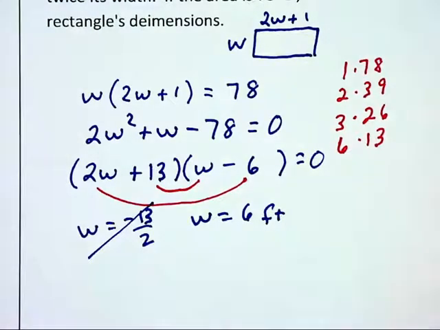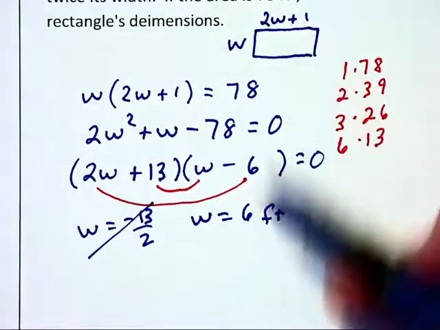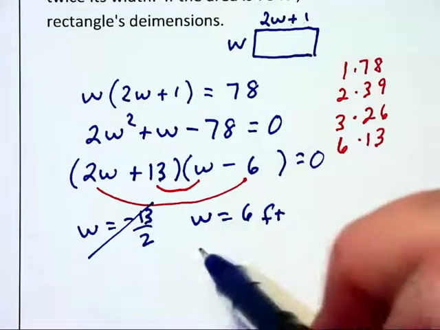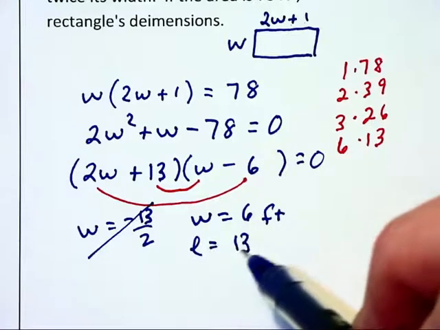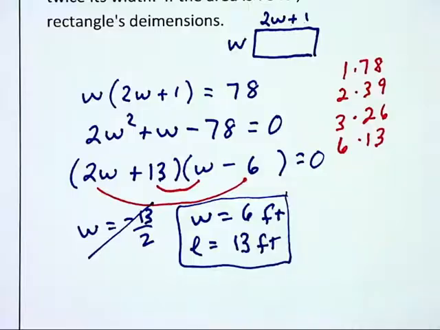Now find the dimensions. The length will be 2W plus 1. So take the 6, double it to 12, add 1 and get 13. The length will be 13 feet, and there are the dimensions of the rectangle that we're seeking.